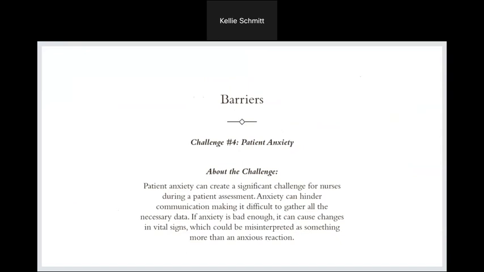We need to make sure that we are demonstrating that we are accepting no matter what they tell us. Be sure to tell your patient that they're there to help you, and that you are there to work with them. And that while you do your part, you're going to expect them to do theirs as well.